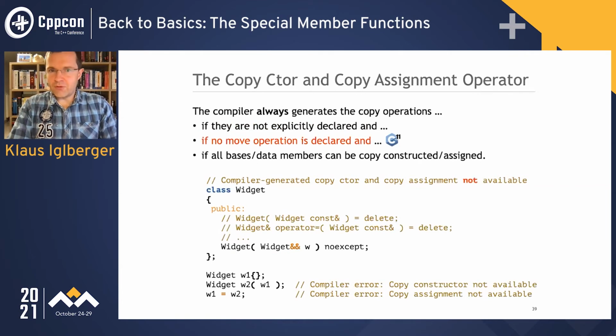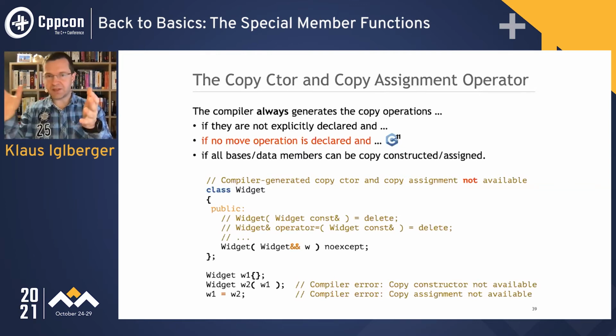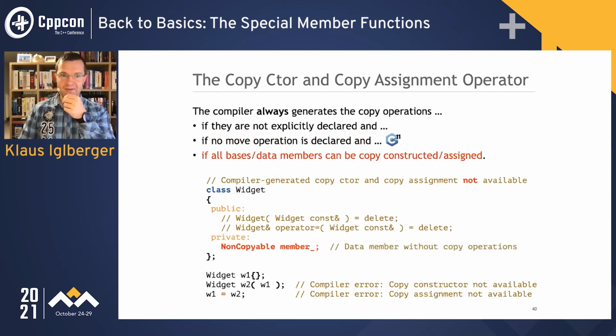Then if you have a move operation, then the compiler will actually implicitly delete the copy operations. They're not gone at all. They're implicitly deleted, which essentially means if you try to copy, you will get a compilation error: copy operation has been implicitly deleted. So again, there's always a copy operation. It just might not be available. And also, if you have any base class or data member that cannot be copied, then the compiler just cannot generate the copy operations for you. Also in that case, however, they're not gone, they're implicitly deleted. If you try to copy, you will get the according error message that explains why it is not copyable.